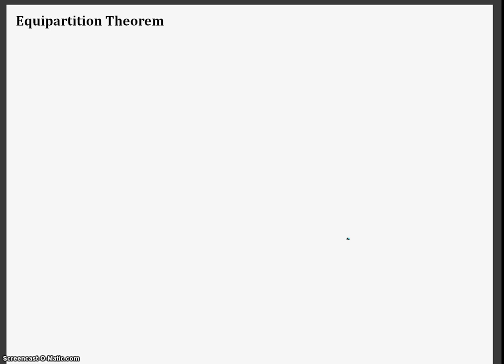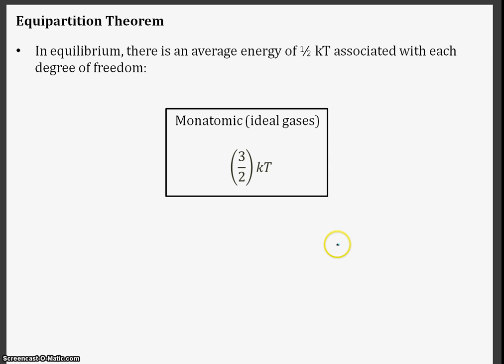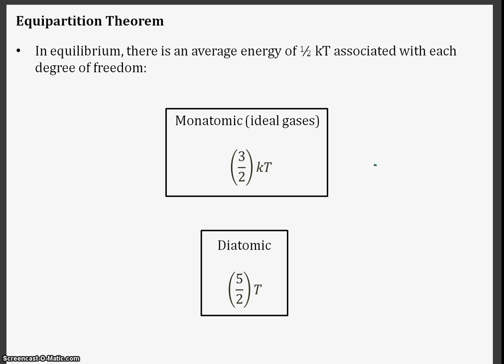The equipartition theorem basically just says that in equilibrium there's an average energy of 1/2 kT associated with each degree of freedom. For a monatomic ideal gas, you have 3/2 kT. For a diatomic gas, you have 5/2 kT. Sorry, there's supposed to be a k in there. So again, in a diatomic gas, there are more places to put the energy when you add the heat, so the temperature rises more slowly.